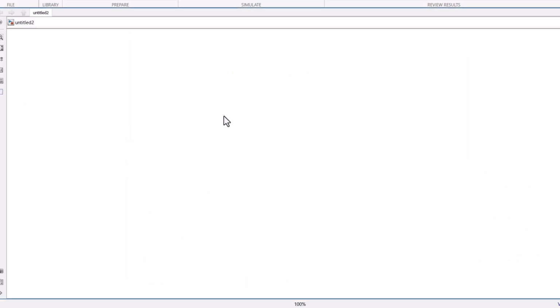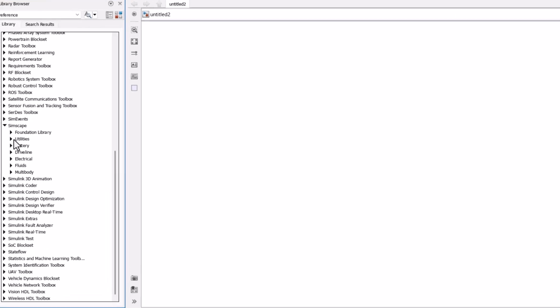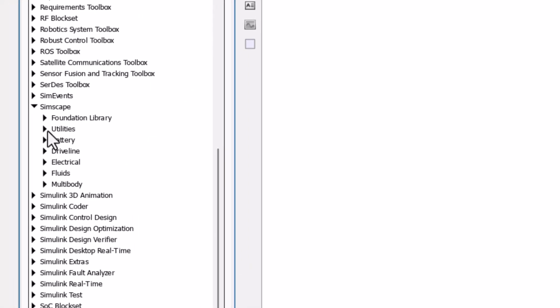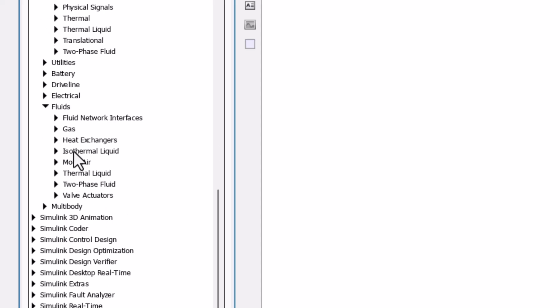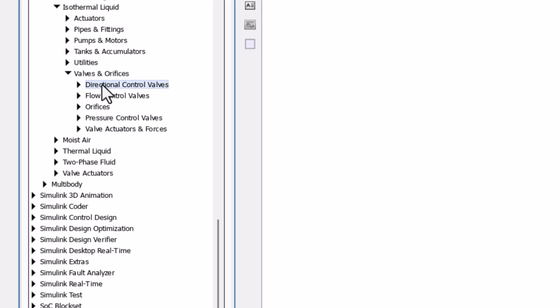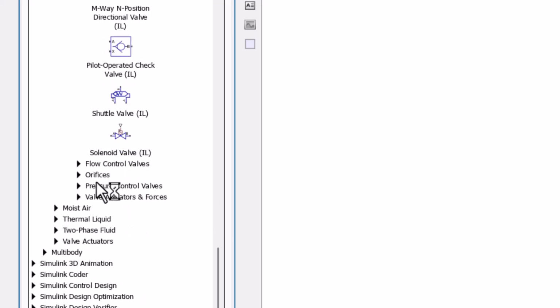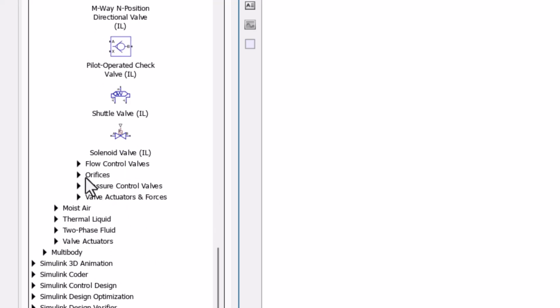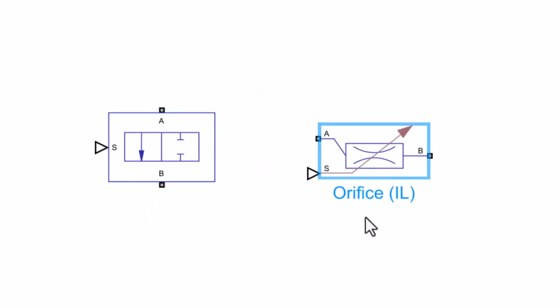So to simulate it, I open Simulink, and it is going to be an isothermal liquid model, but it is the same for thermal liquid. So here under isothermal liquid, I find valves and orifices. And there are two options. One of them is the two-way directional valve, and the other one is an isothermal liquid orifice. So you can use either one of them. There is no difference.